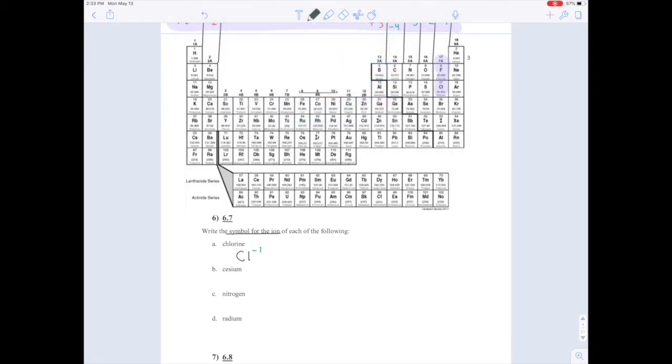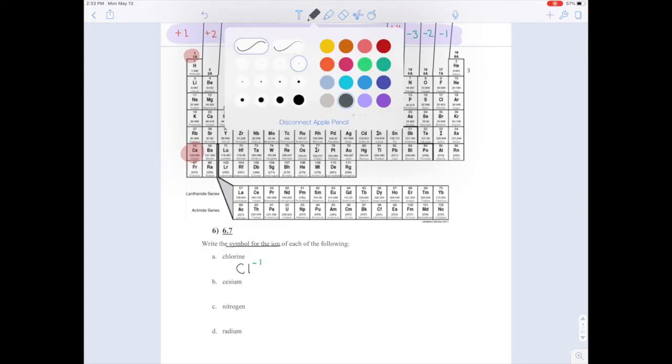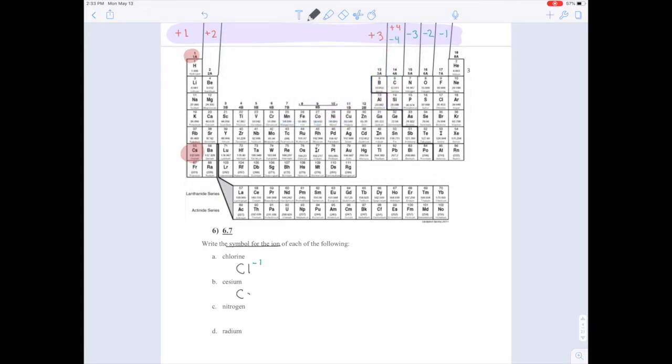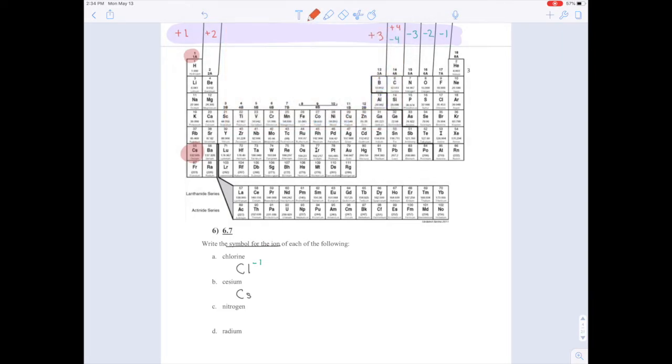How about cesium? Cesium is in the bottom left of the periodic table. It's right here. It is in group 1A. So we can write Cs for cesium, and because it's in group 1A, it will have a +1 charge, because everything in group 1A has a +1 charge. So we can write +1.